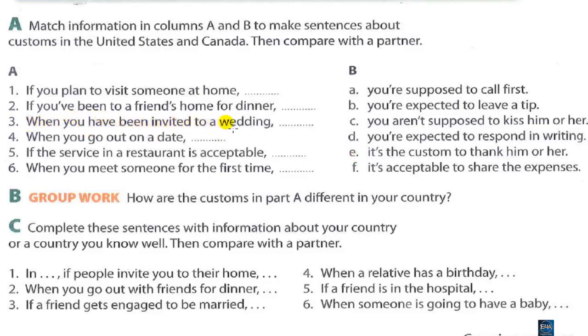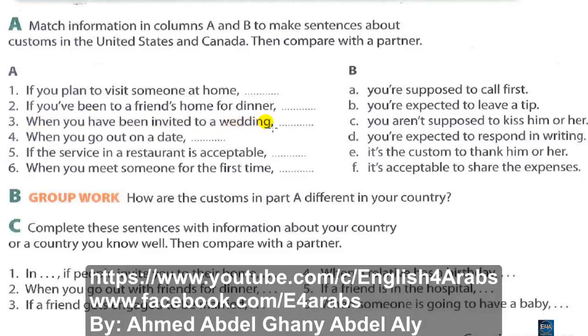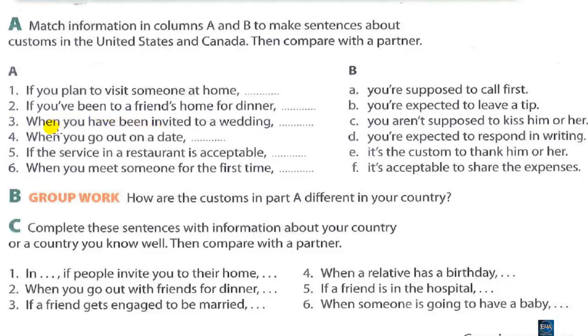3. When you've been invited to a wedding, what's a wedding? A marriage party. So number 3, D. You're expected to respond in writing. When you've been invited to a wedding, you're expected to respond in writing. In speaking, in conversation, I could make the G silent. So number 3, D.